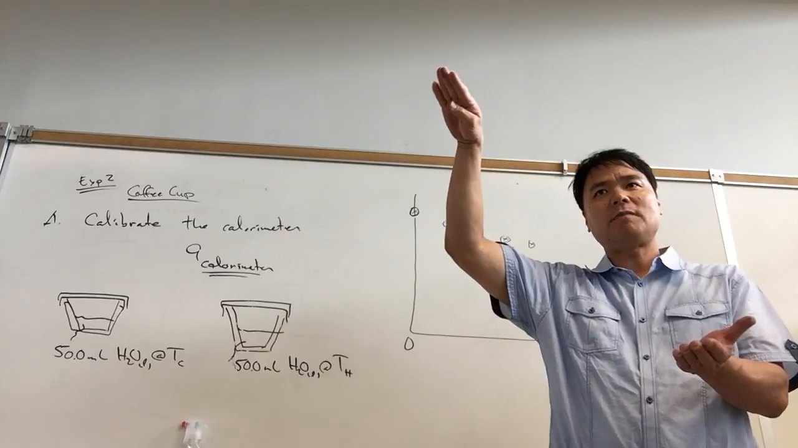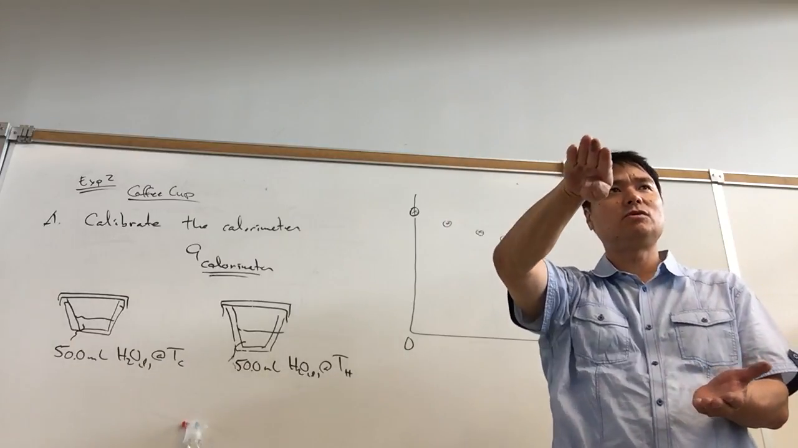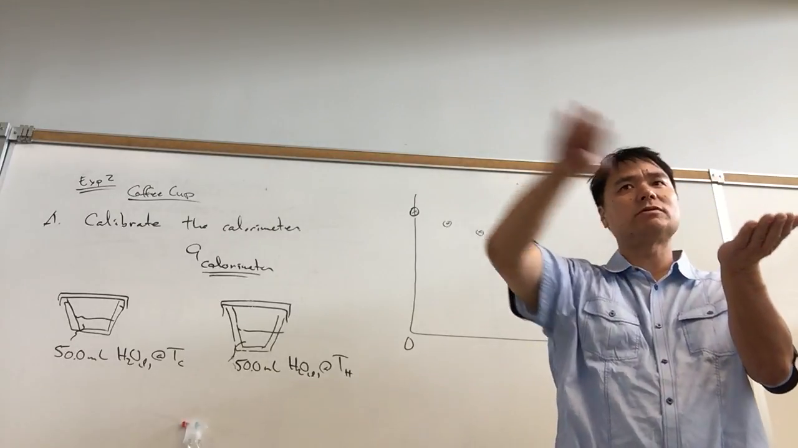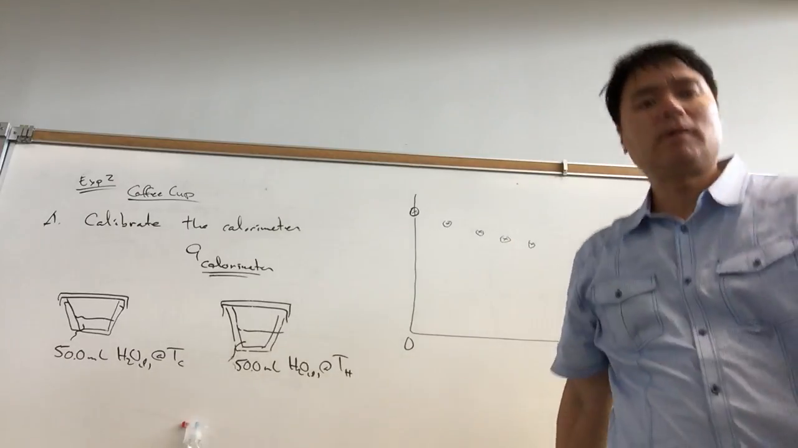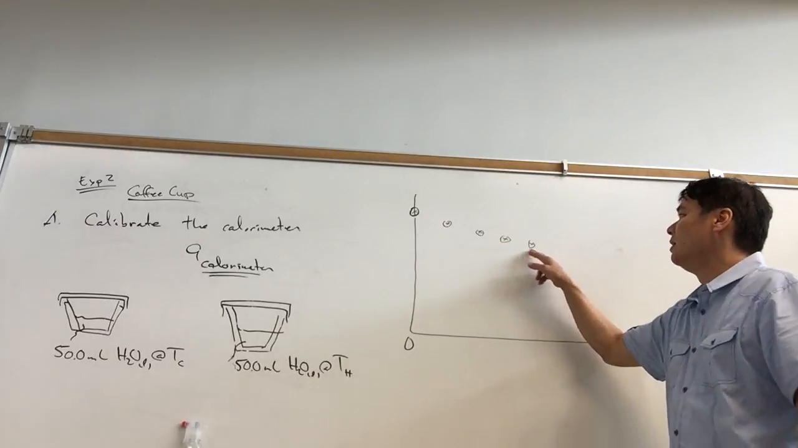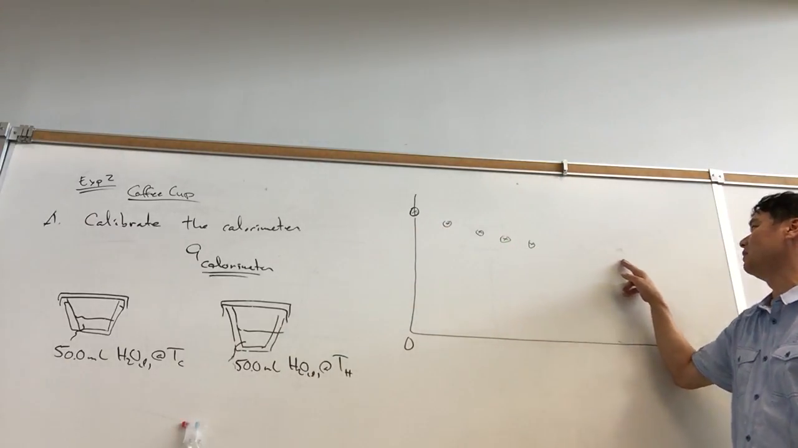When you have objects that are cooling, it's non-linear. That is, the hotter they are, the faster they cool. The closer they get to room temperature, the slower they cool. So we see a non-linear curve like this. What we want to do is just see a part of that curve here, so that we can extrapolate this out.